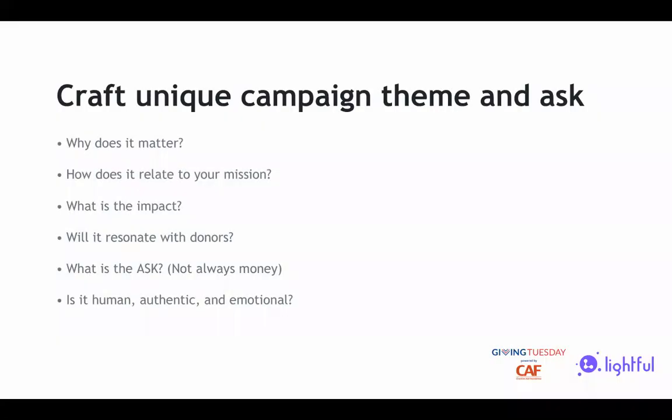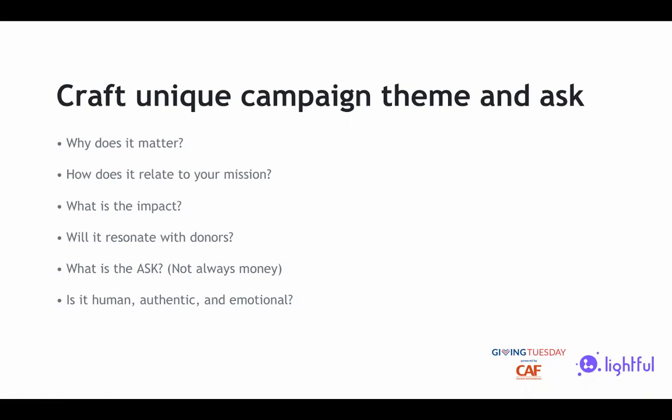And then when we talk about crafting a unique campaign theme and ask, these are all of the questions that you need to be critically asking yourself. Again, you don't want to be general. You don't want to set a general campaign theme and ask. You always need to be thinking about your audience. Why should it matter to them, or why does it matter to them what you're trying to put across? How does that relate back to your organization's mission? What will the impact of the campaign be? Will that resonate with your prospective donors?